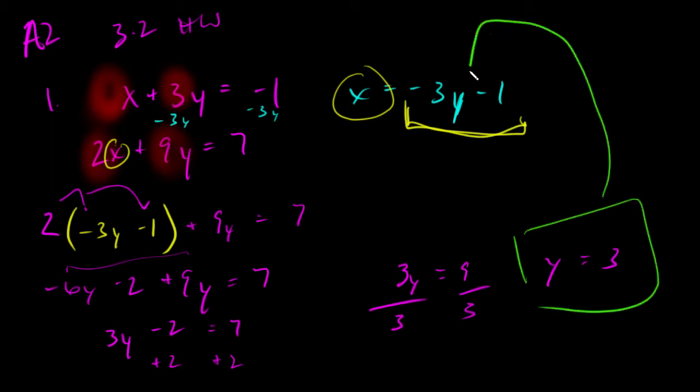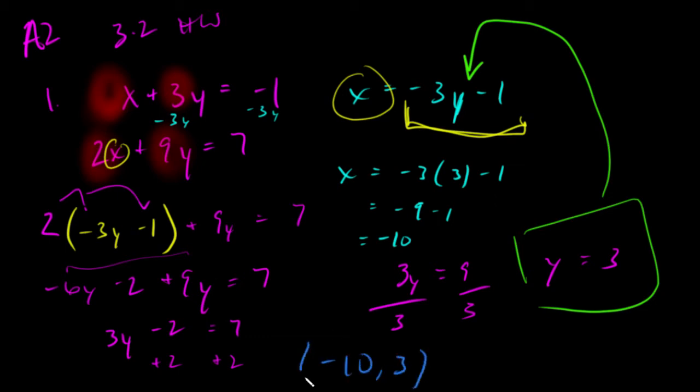Check this out. Now we know what y equals, so you plug that in right there. And you're going to get x equals negative 3 times 3 minus 1. And that gives you a negative 9 minus 1, which is negative 10. And so your solution is an ordered pair, and that ordered pair is negative 10, 3. Boom. Done. Look at that problem.